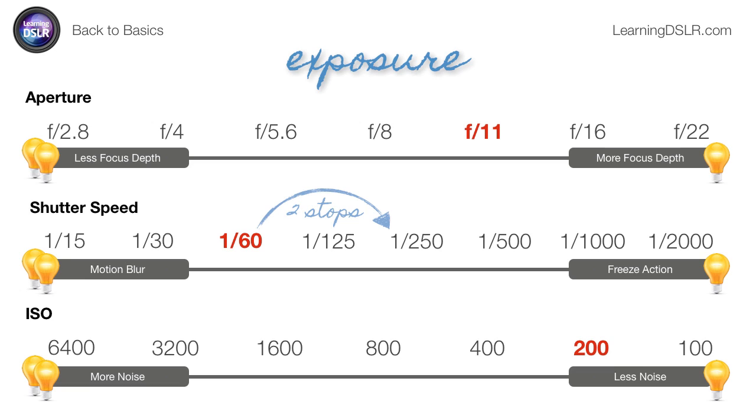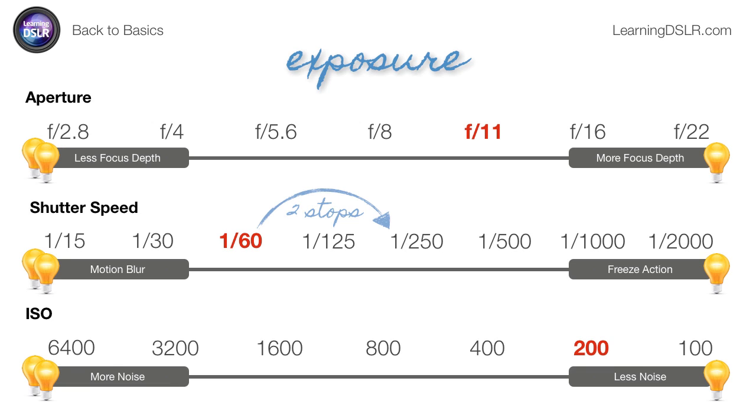So again, because your camera is calibrated so that all three of these parameters work together, if I take away 2 stops of light, that's actually what I'm doing here, I'm saying I'm going to let in half as much light if I go from 1/60th to 1/125th, and then I'm going to let in half of that by going from 1/125th to 1/250th. So I need to now compensate with either aperture or ISO.